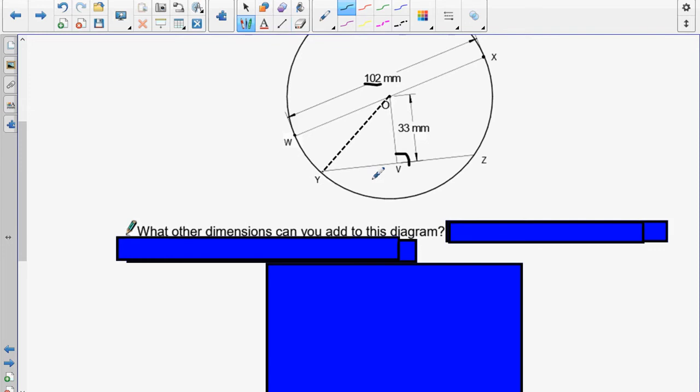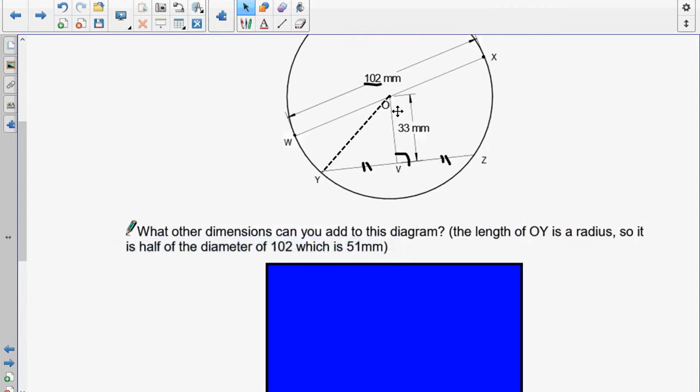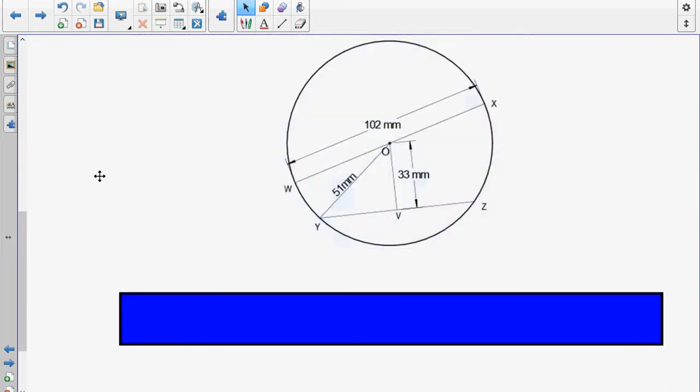We also know that this here and this here are equal. So the length OY is a radius. So it is half the diameter. So if this is the whole distance across, then the distance from here to here is going to be half of 102, which means that OY is going to be 51 millimeters. Now, having done that, that means that we have this information now on our diagram.